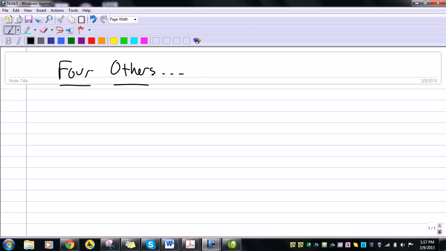I have four more functions to introduce you to. They're all dependent upon sine and cosine, and we'll start to think about what they are and how we evaluate tangent, cotangent, secant, and cosecant of angles. Okay, so here we go.